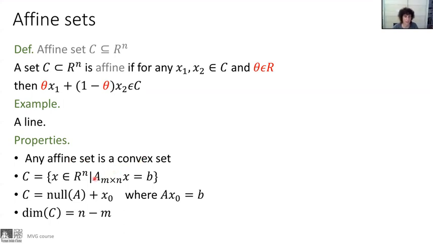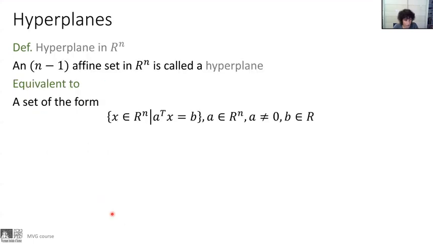And any affine set can be written as a system of linear equations, such that the affine set can always be written as the null space of A plus some shift, where the shift x0 is in the set C. And we say that the dimension of C is the dimension of the null space, which is n minus m. Why am I saying all this? Because I'm going to speak about something that you are supposed to be very familiar with, and we're going to use it in our optimization scheme, so we need it.